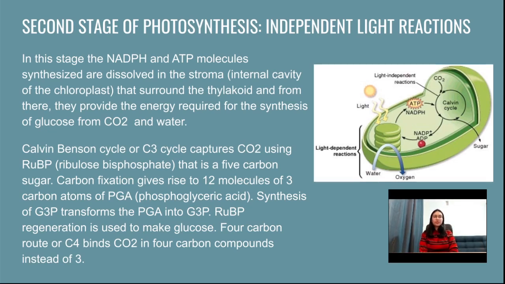Calvin-Benson cycle or C3 cycle captures CO2 using RuBP, that is a 5-carbon sugar. Carbon fixation gives rise to 12 molecules of 3 carbon atoms of PGA. Synthesis of G3P transforms the PGA into G3P. RuBP regeneration is used to make glucose. The C4 route binds CO2 in 4-carbon compounds instead of 3.